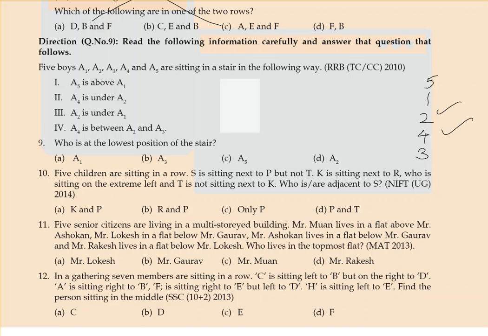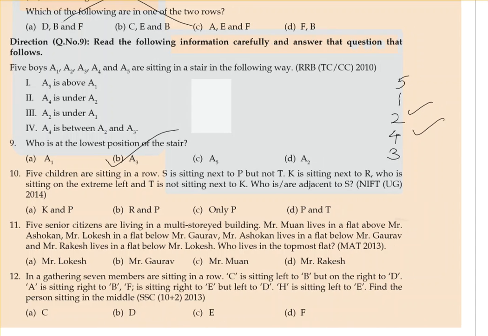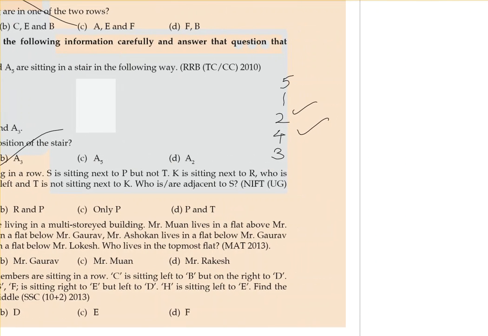First question. Who is at the lowest position of the stair? A3. Next: 5 children are sitting in a row. S is sitting next to P but not T. S is sitting next to P. That means he's sitting beside P. PS or SP but not T.